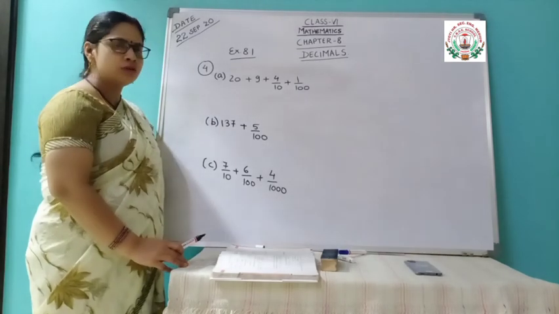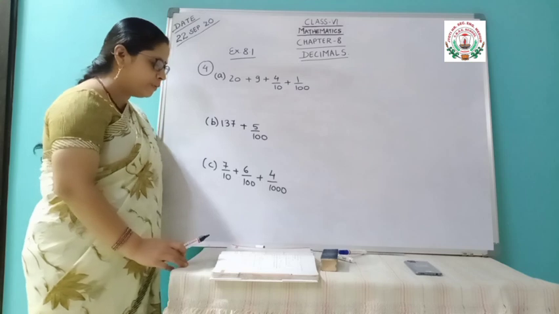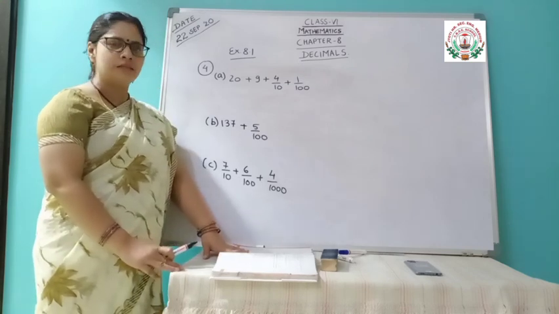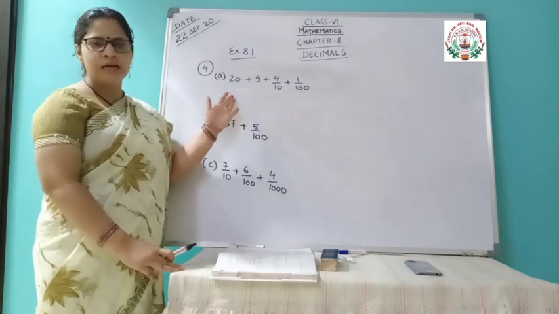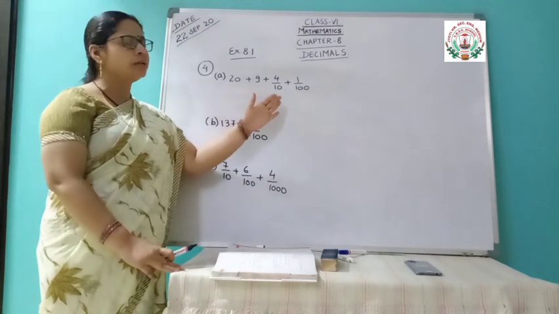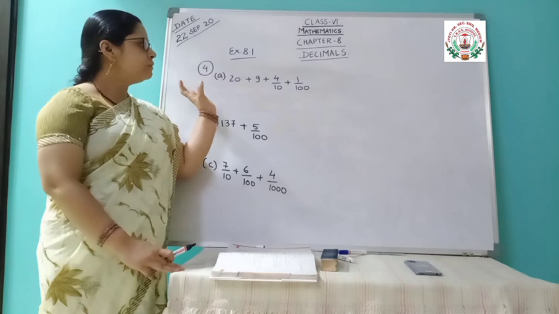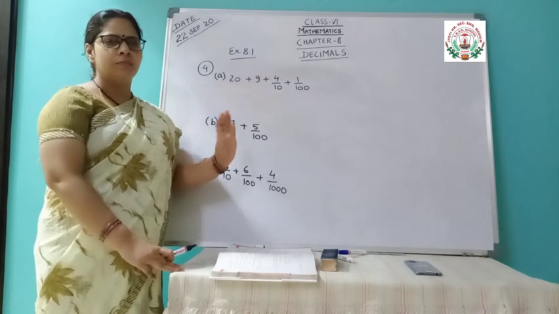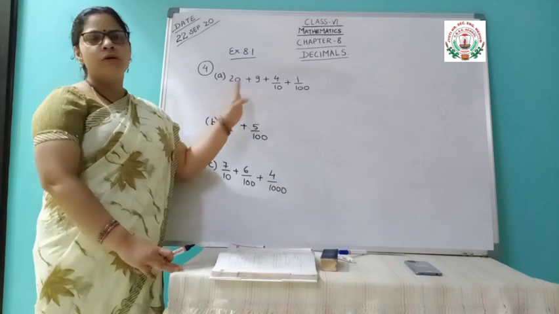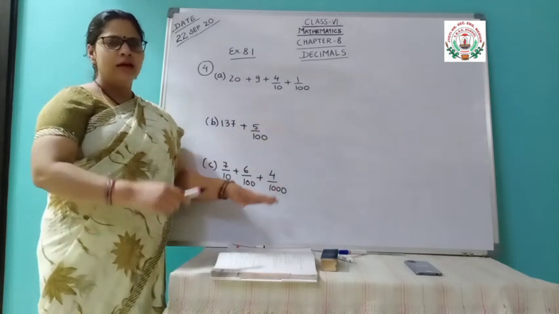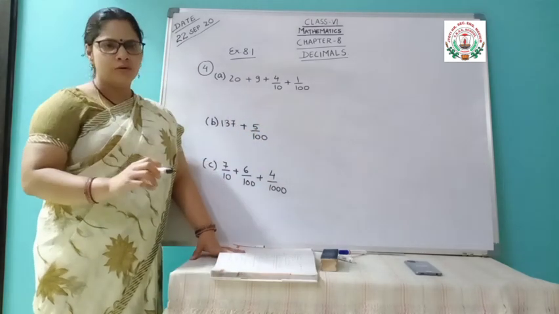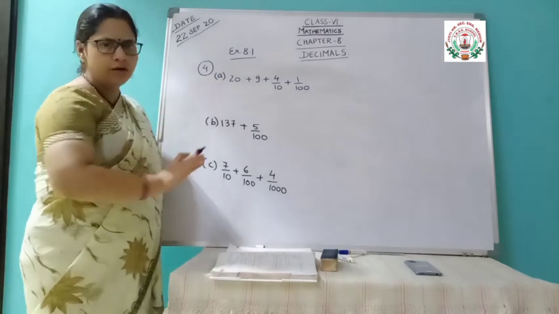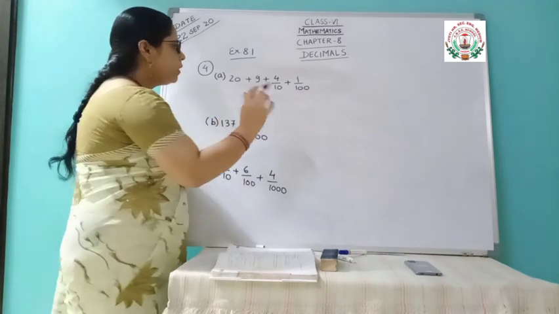Next we are coming to question number 4 of this exercise 8.1. Here the question asked is, write each of the following as decimals. Here some numbers are given as whole numbers and some numbers are given as fractions. You have to just add all of them and write one number as a decimal number. So now we are not going to add them like normal addition. No need to go like that. Easily you can do this addition.